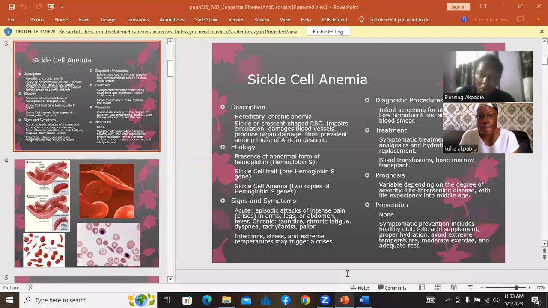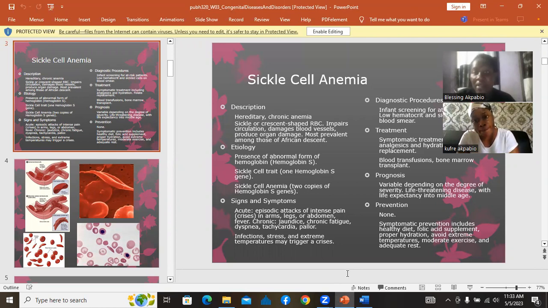Okay. As you can see, there's no prevention for now, apart from the symptomatic prevention. Folic acid supplements, that's what the mother is supposed to be taking while pregnant, and healthy diets, proper hydration, and also avoiding extreme temperatures and doing moderate exercises. Those are the preventions and treatment for now. Okay, thank you very much.